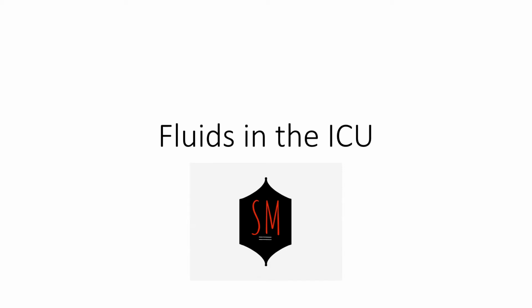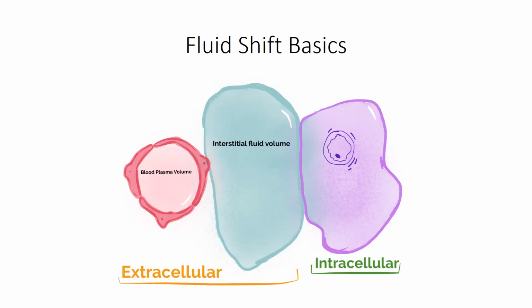Fluids in the ICU. For the basics of fluid shifts, you want to recall that the total body water is about 60% of a person's body weight. And the total body water is made up of two components, the extracellular fluid and the intracellular fluid. The extracellular fluid is made up of the blood plasma volume and the interstitial fluid volume. The plasma volume in a normal body weight would be around 3 to 3.5 liters, and the interstitial fluid volume is 11 to 13, while the intracellular is 27 to 30 liters.